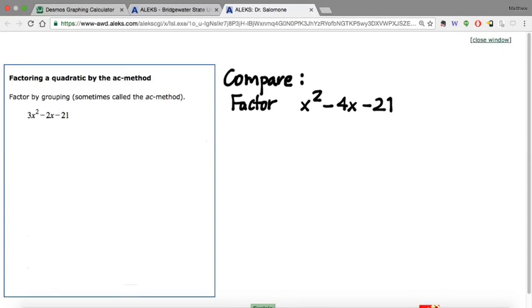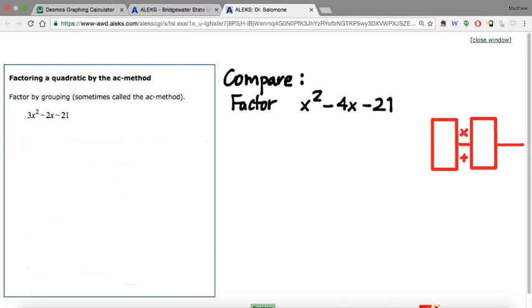So last week, we talked about the methods necessary to factor a quadratic trinomial like this one, x squared minus 4x minus 21. If I were to ask you to factor this, what would you do first? What would you think about first? Where would your mind go? Where would your pencil go?